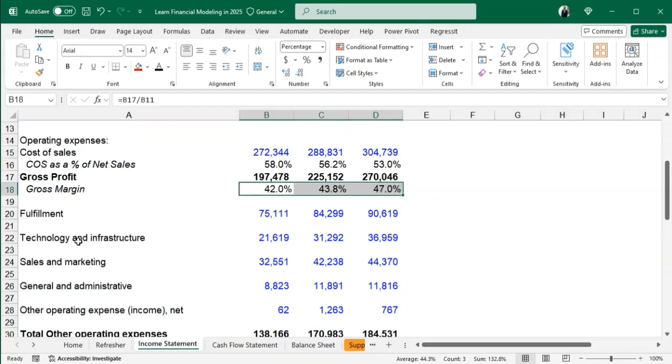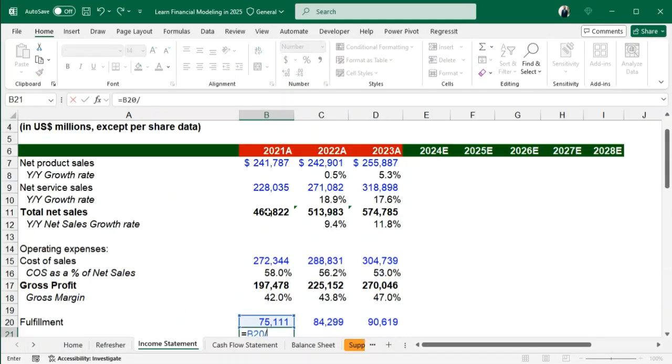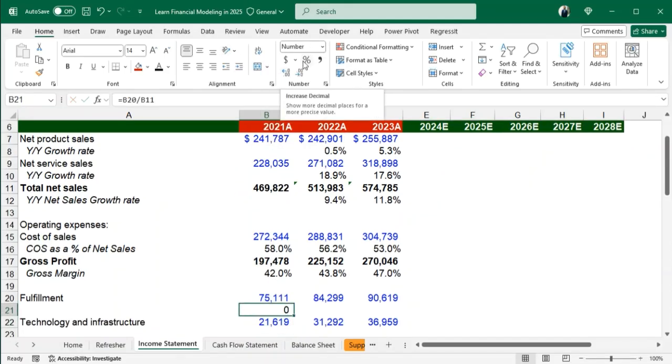Now it must be noted that all of our operating expenses are going to be calculated in a similar way as our cost of sales figure here. So this is what we are going to do. This is going to be equal to this figure divided by my net sales. And then enter, change the percentage, and increase by 1 decimal place.